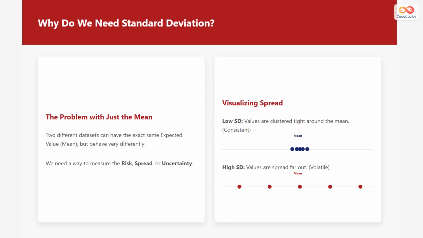So why isn't the mean enough? Because the mean only tells us the center. It does not tell us about the risk or the spread. Two investments could have the same average return, but one might be very stable while the other is volatile. Standard deviation measures this spread, telling us how far, on average, the values are from the center.